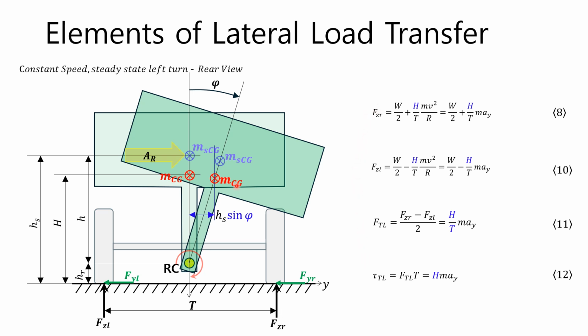First, since the vehicle is not a rigid body, the sprung mass does not move integrally with the unsprung mass, but moves relative to the roll center. Therefore, let's look at what items need to be supplemented in the roll center model.